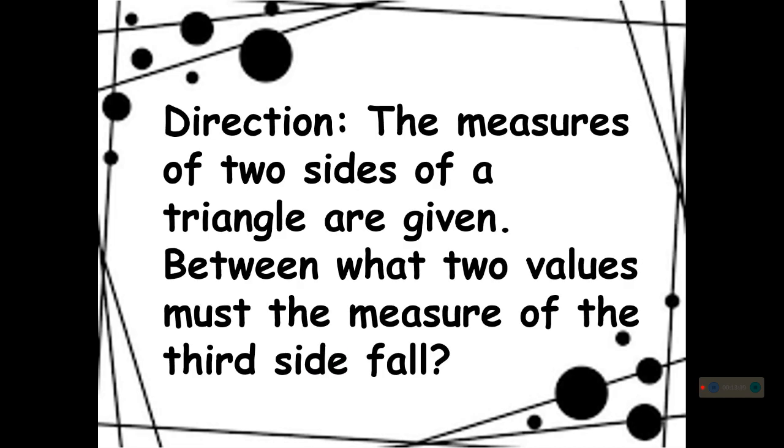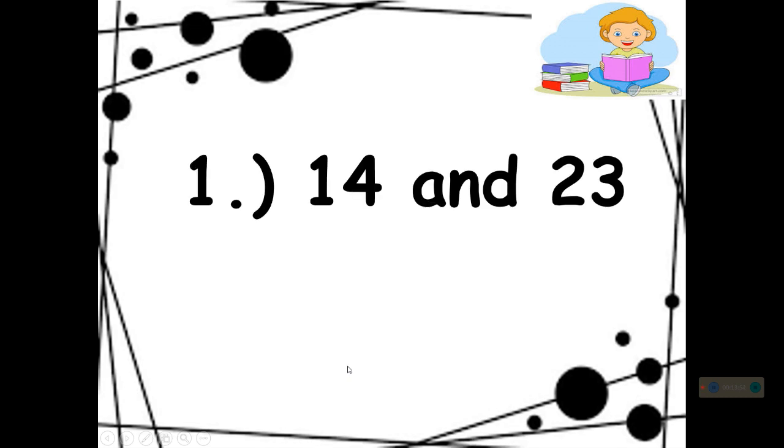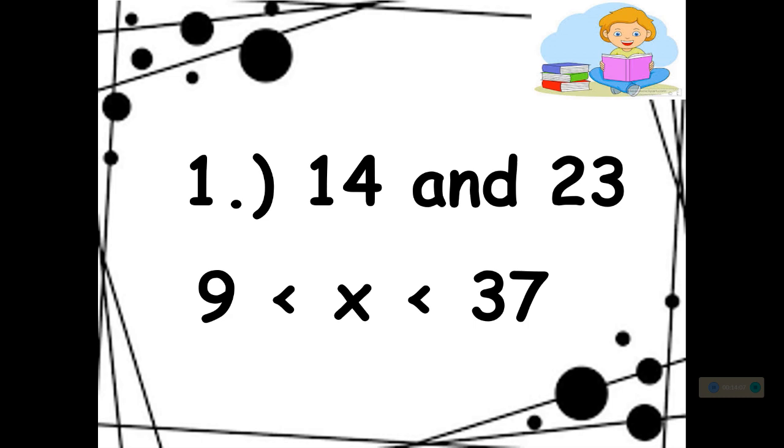For the second part, let us have this question. The measures of two sides of a given triangle are given. Between what two values must the measure of the third side fall? For number 1, we are given 14 and 23. What should be the possible length of the third side? Express your answer in the form of a range. We have x is greater than 9 but less than 37. Again, 23 minus 14 is 9, and then 14 plus 23 is 37.